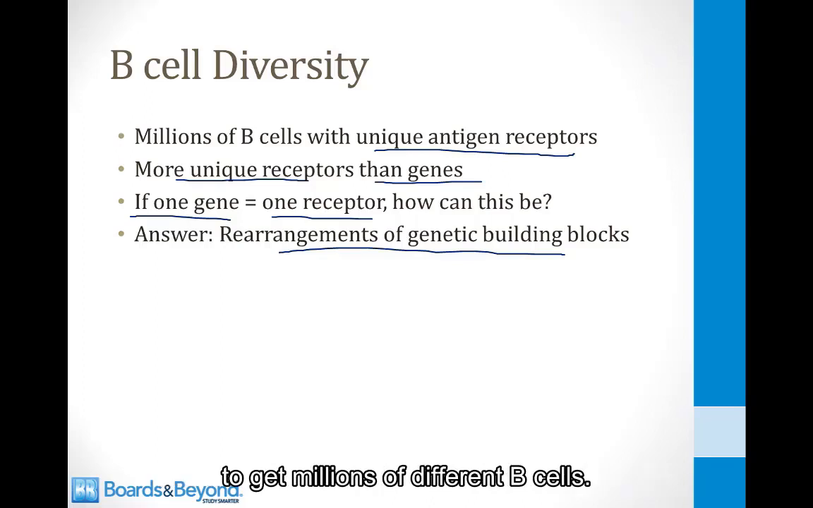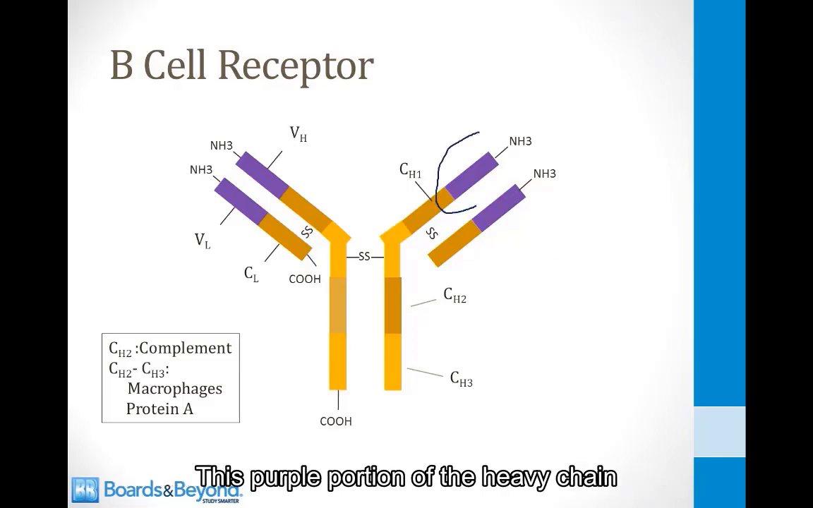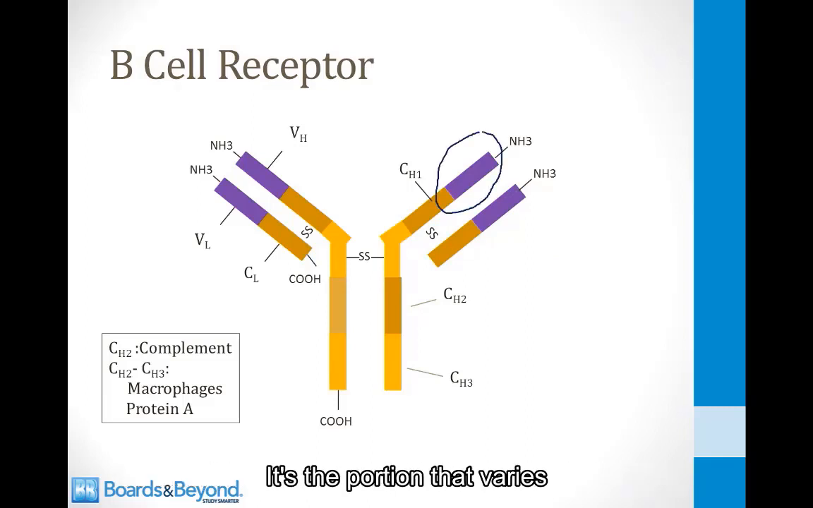So let's go back to our picture of the B cell receptor. This purple portion of the heavy chain is the variable portion. It's the portion that varies from one heavy chain to another, and it's encoded for by 3 genes. One is called a V gene, one is called a D gene, and one is called a J gene.